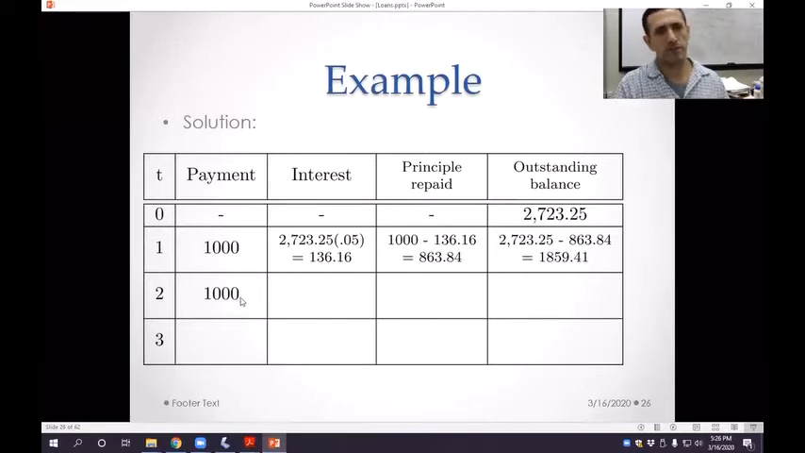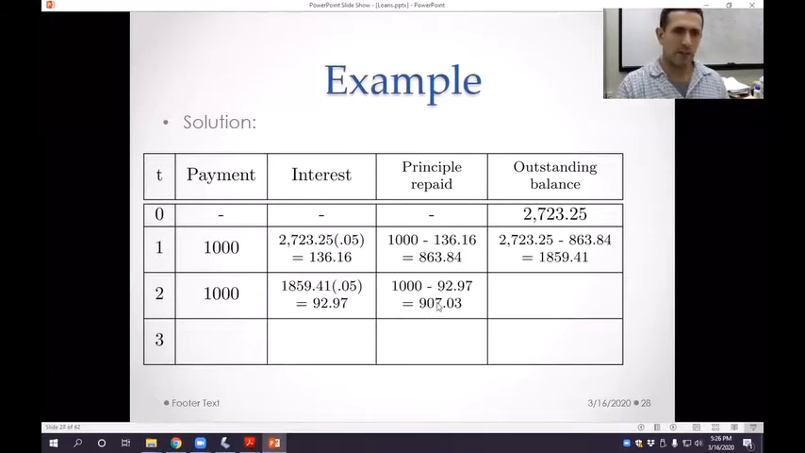Okay, so the second payment, 1,000. So the interest earned in the second year, well, again, there's really no subtlety here. Commonsensical calculation. At the end of the first year, you owe 1859.41. That accrues 1 year of interest at the end of the second year. And so times 0.05, that's going to be 92.97. You've got to pay that back before you start chipping away at your principal. So you have 907.03, 1,000 minus interest, to put towards your principal.